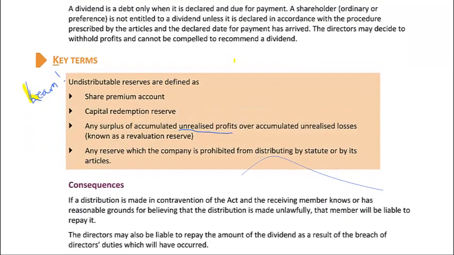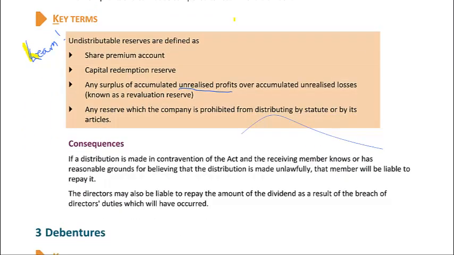Now, the consequences of paying a dividend which isn't paid out of distributable reserves are pretty much on the directors who declared the dividend. So the directors declare the dividend, the shareholders approve it. Therefore, if the directors declare an illegal dividend, it is the directors who are responsible for making good the cost of that dividend to the company. However, if the shareholders knew or should have known that that dividend was an illegal dividend, then the directors can ask the shareholders to reimburse them for the amount of that illegal dividend.